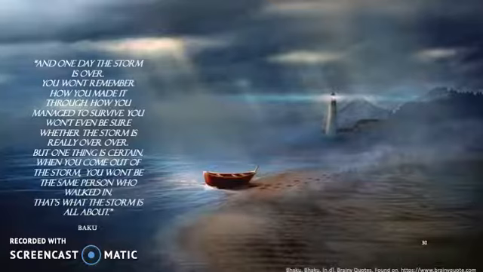And one day, the storm is over. You won't remember how you made it through, how you managed to survive. You won't even be sure whether the storm is really over. But one thing is certain. When you come out of the storm, you won't be the same person who walked in. And that is what the storm is all about.